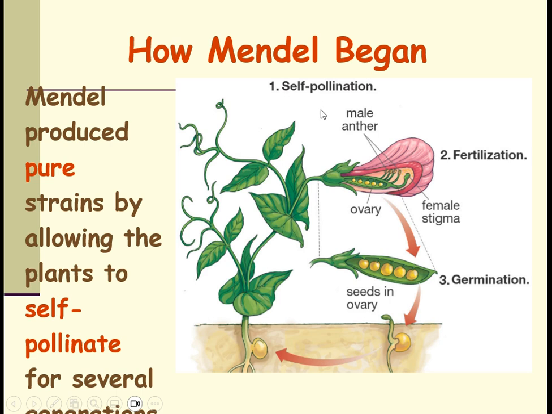So first, what did he do? First, he took the male anther and put it on the female stigma, from which germination occurred.